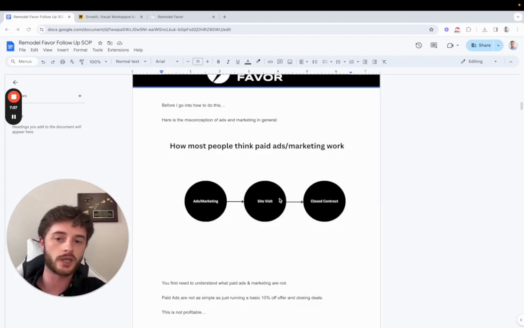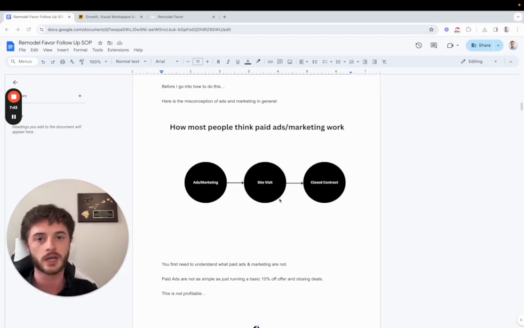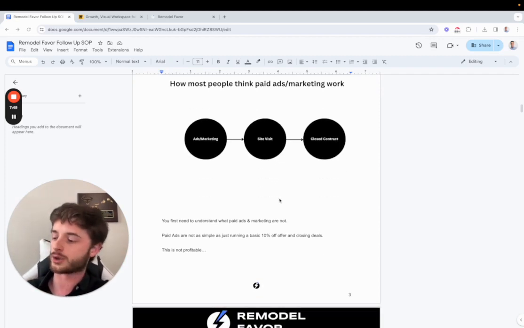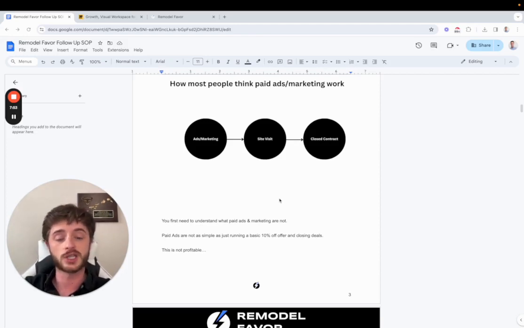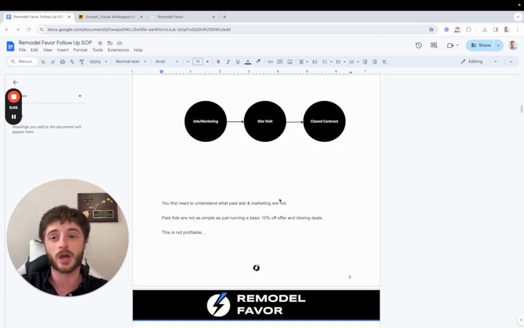So before I go into how to do this, this is the misconception around ads and marketing in general, whether it's on social media or on search engines. And before we go over how to build a follow-up infrastructure for your business, we first need to understand what paid ads and marketing are not. All right. Paid ads are not just simply running a basic 10% offer, they become a lead, you book them, you do the site visit, and then you close a contract. That's just simply not profitable.